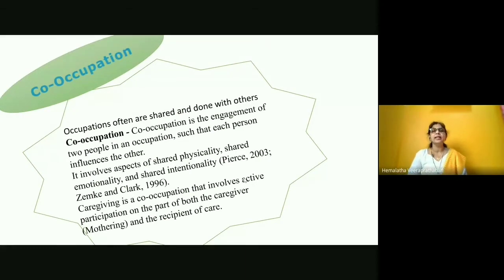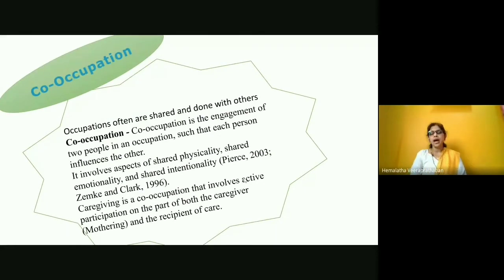Most of the activities are established in terms of co-occupational aspects. If you take a family in a feeding session, mom will be preparing food, and the child will be helping mom, eating and giving her satisfaction. So it's a kind of start of analysis and understanding. You should really understand what co-occupation is. Co-occupation is the engagement of two or more people in the same occupation. You can share physicality, emotionality, or intentionality.